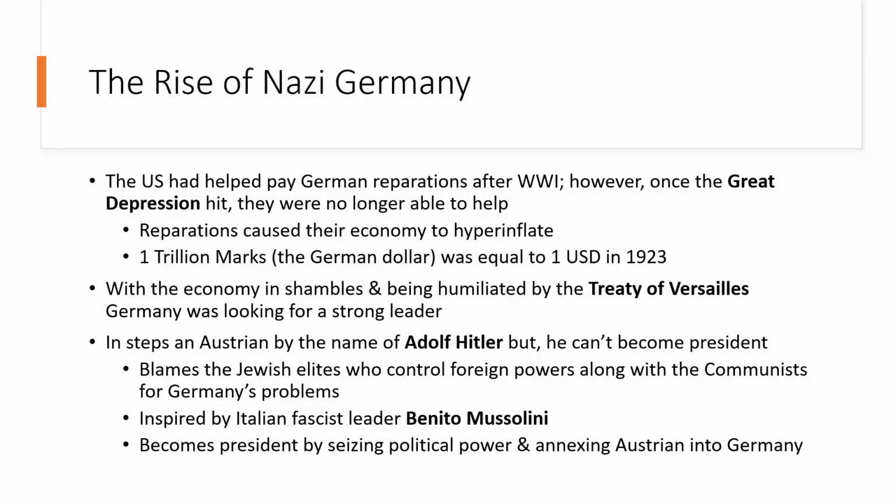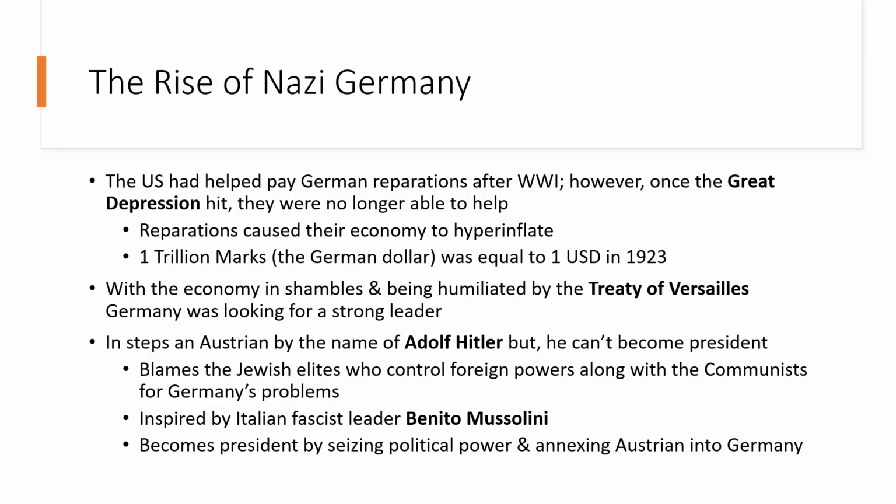All of this is going to be, for the most part, okay, because during the Roaring Twenties, the US has plenty of easy money and they are giving plenty of loans to the German people to help keep their economy afloat. However, once the Great Depression hits, the US economy collapses. They can't keep bankrolling Germany anymore. And because of that, the German economy hyperinflates. It gets to the point to where 1 trillion German marks, these are the German dollar, are equal to about 1 USD in 1923. And again, it would have gotten a lot worse, and it did get a lot worse once the Great Depression hit.